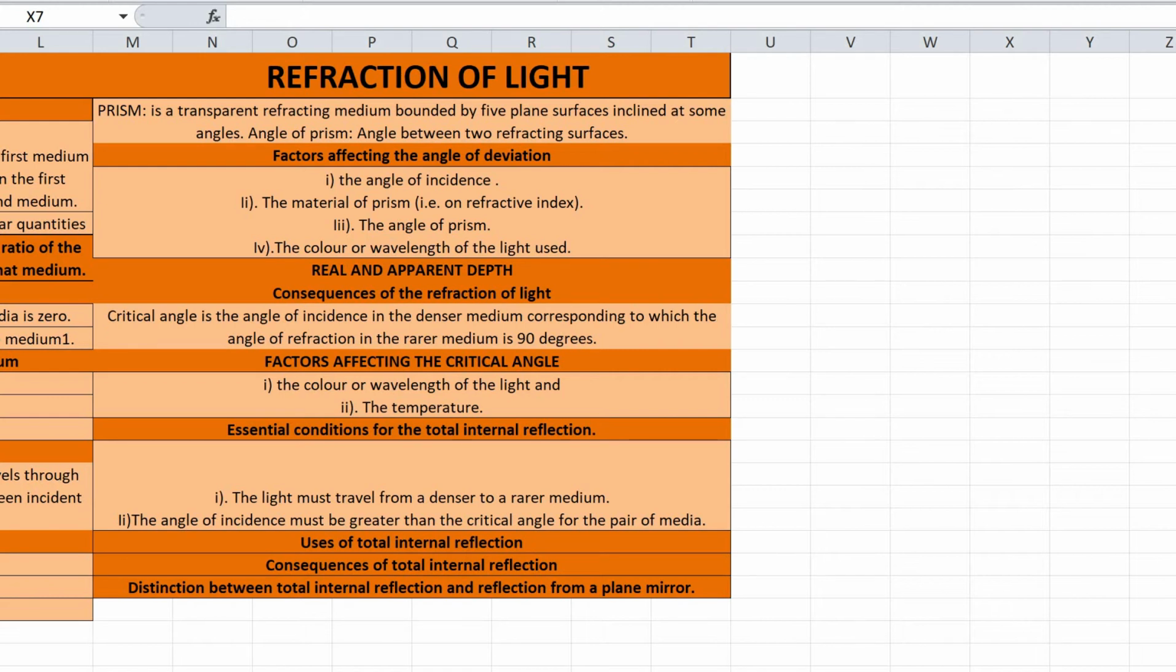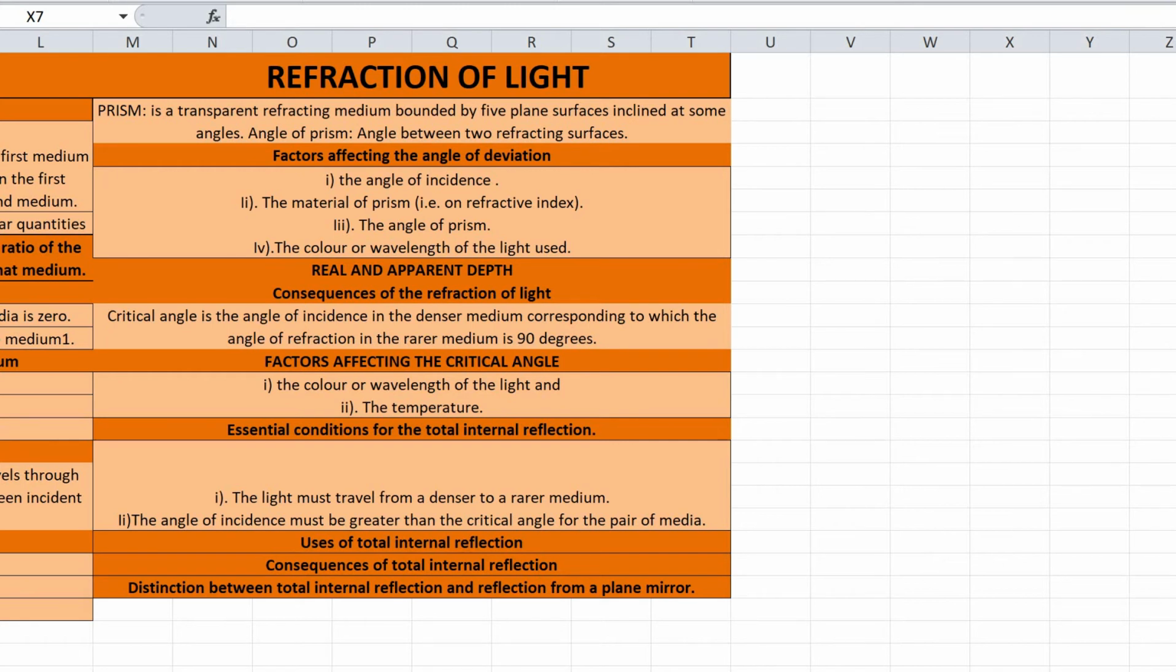When the angle of incidence is equal to the critical angle, then no refracted ray is obtained. Only total internal reflection will take place. When the angle of incidence is greater than the critical angle, then no refracted ray is obtained and the incident ray is totally reflected.